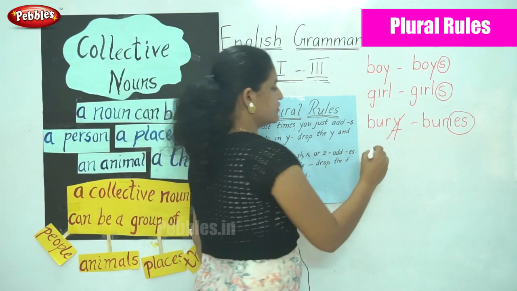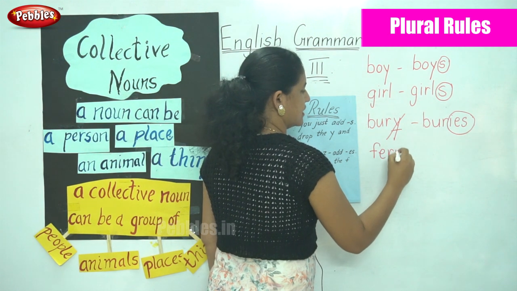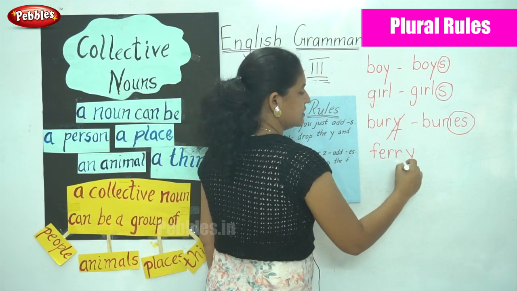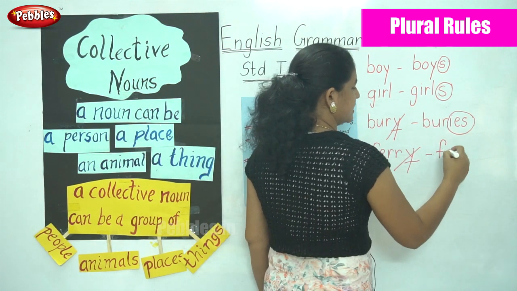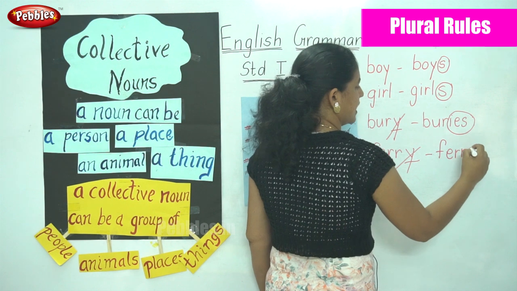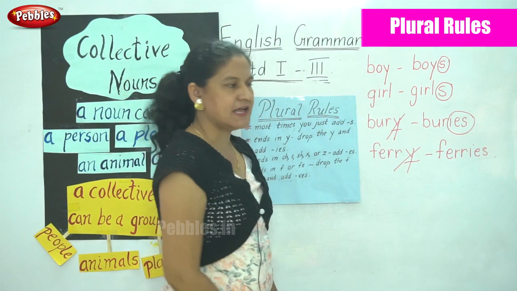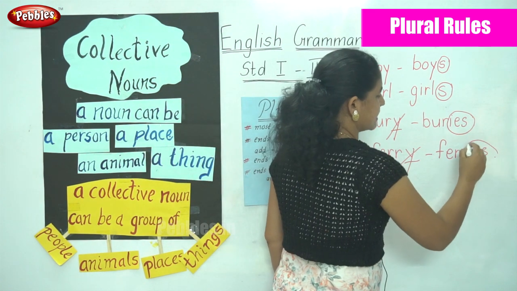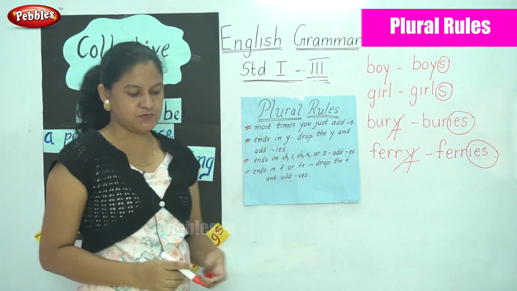We have the word ferry. We drop the y and we add ies, so we get ferries. So this is the second plural rule.